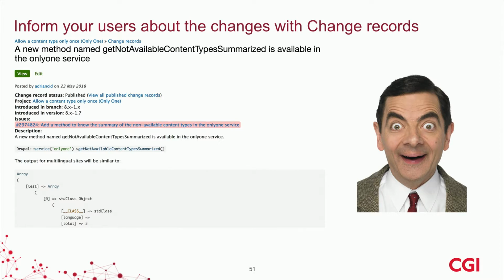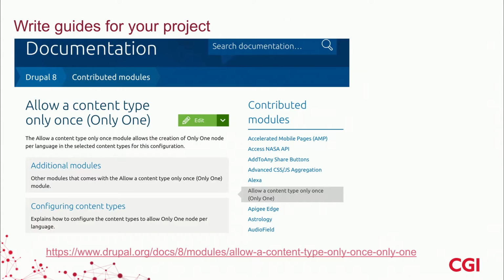Like Drupal informed the user about the change in the Drupal core, you need to inform your user about the change in your module. So you can create a change record for your module. This is a change introduced in only one module, and here we are informing the user how to use the new method, get not available content type summarized. Okay.